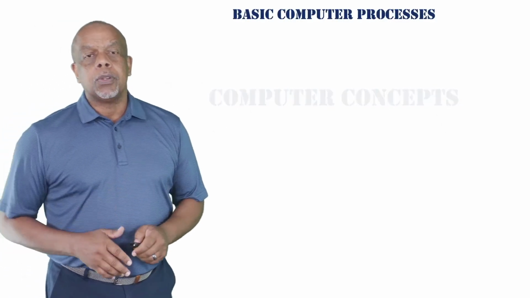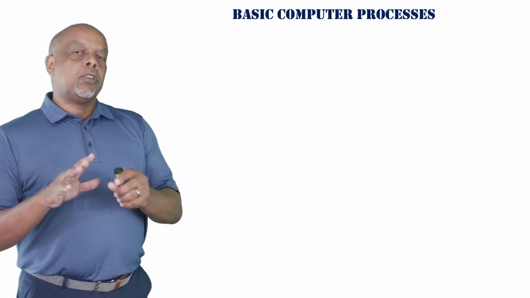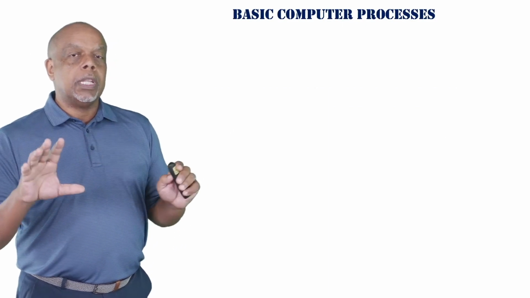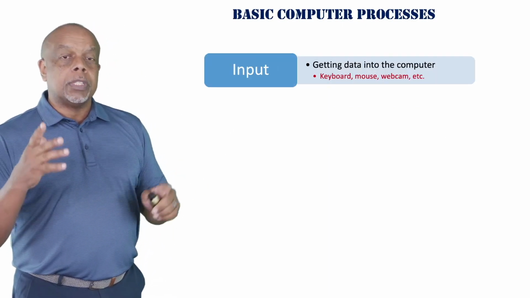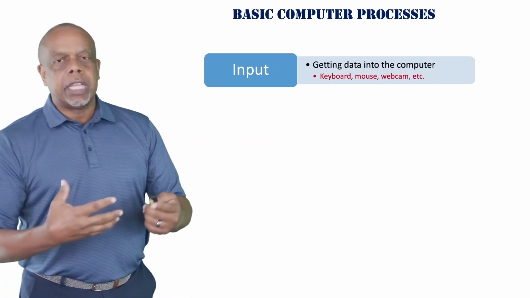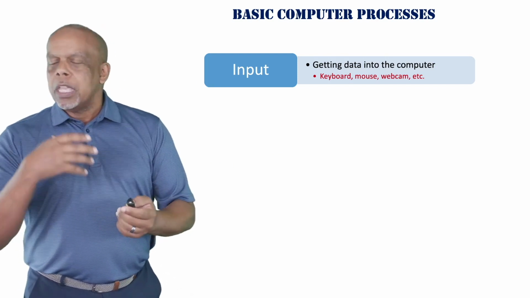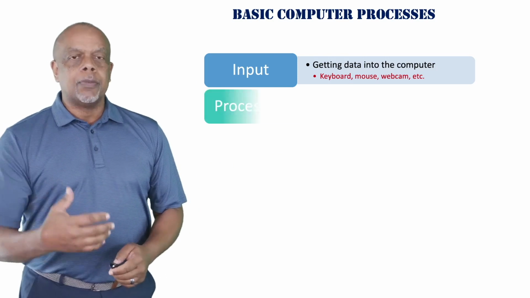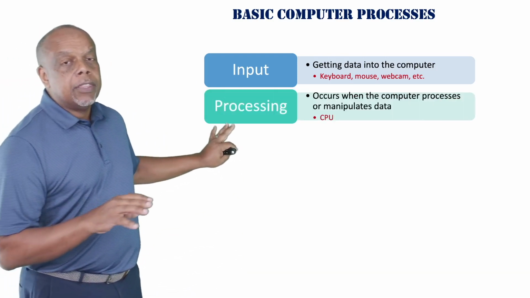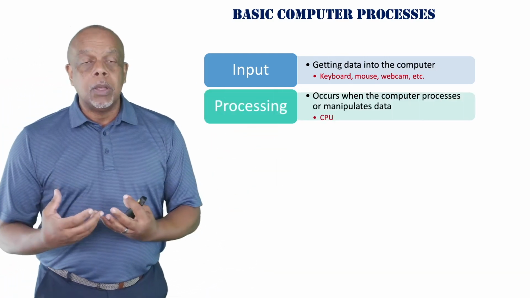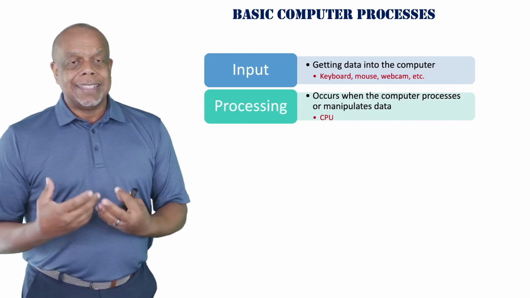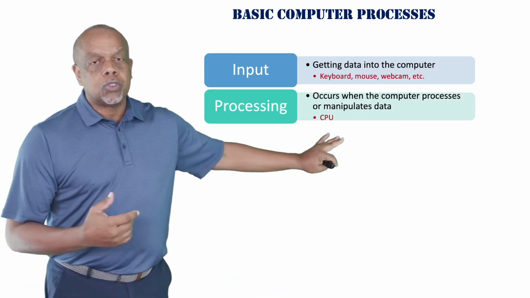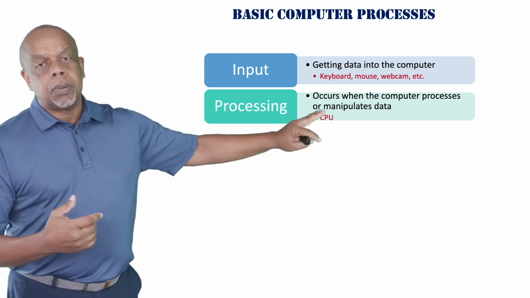So let's look at some computer concepts. Basic computer processes. When you think about computing in any environment, you start with an input. That's where you're going to get your data. That's where you're using your keyboard, your mouse. It could be webcams, a lot of interfaces now. That's how you're going to get some type of input into your system. And then at the processing stage, something has to be done with that data once it comes in. And that's where your central processing unit comes into play.